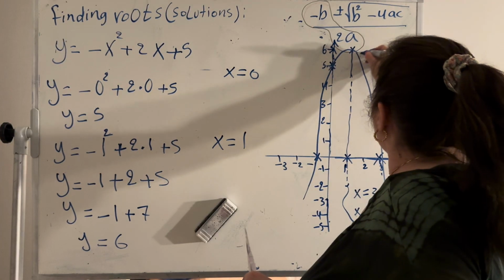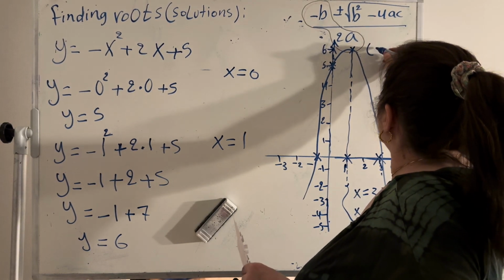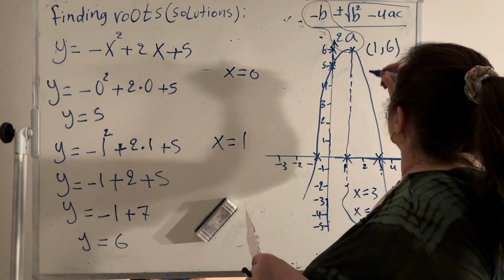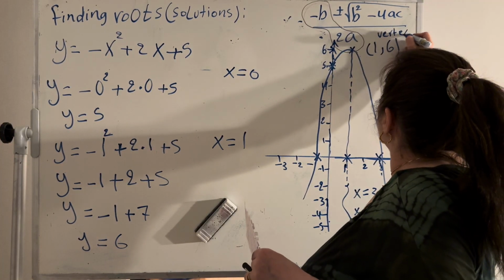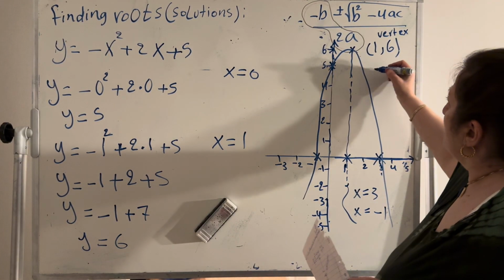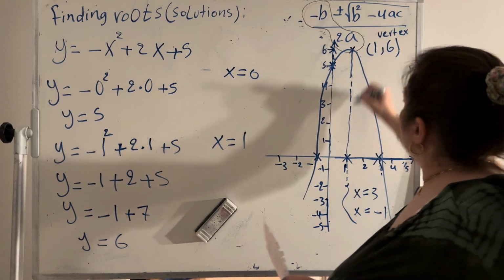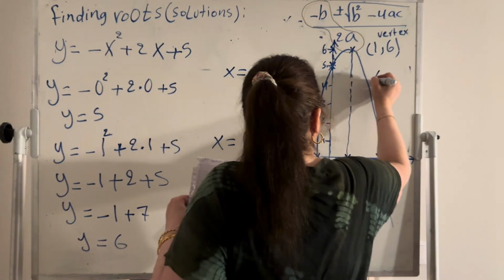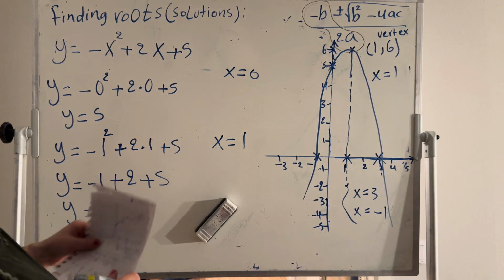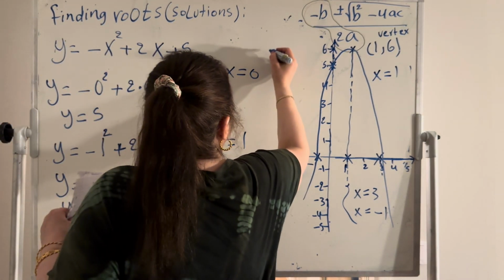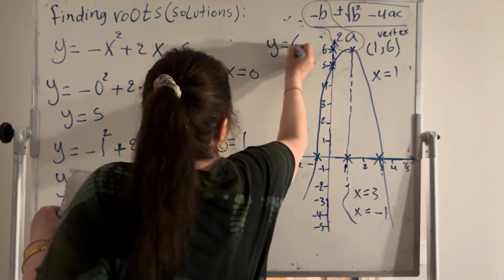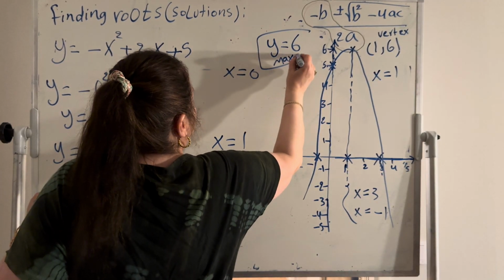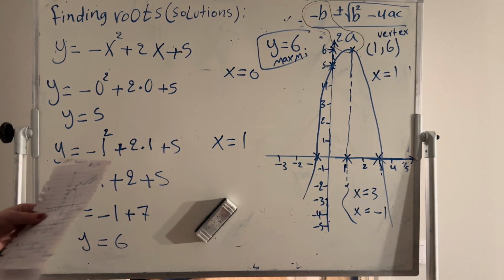I see the parabola here has a vertex when x equals 1 and y equals 6, and this is the vertex. The axis of symmetry line is x equals 1, and it has a maximum value when y equals 6.